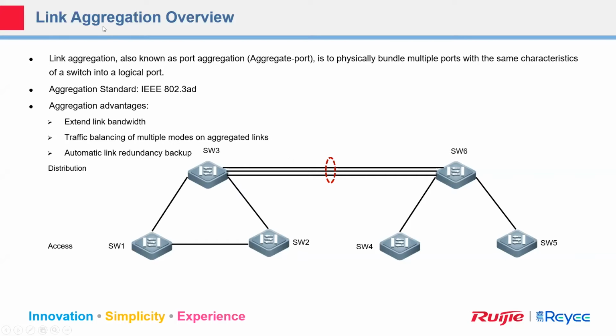And how to add the configuration of link aggregation? We have 2 types. One is static and another one is dynamic. But for both of them, we have the same advantages. We can extend the link bandwidth. For example, a total of 3 gigabits can be used. We also get traffic balance. That means all the links can forward traffic at the same time. And we also can provide automatic link redundancy backup. So this is a good advantage of link aggregation.